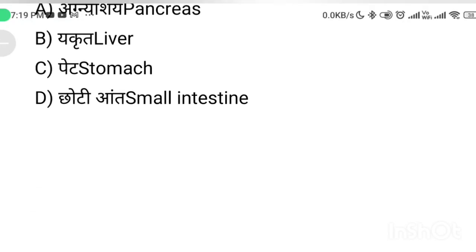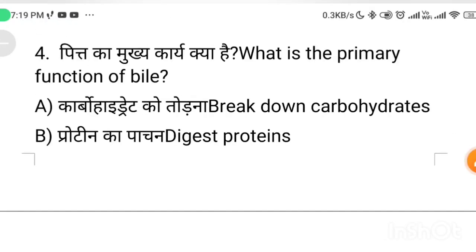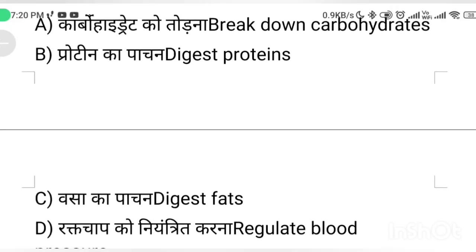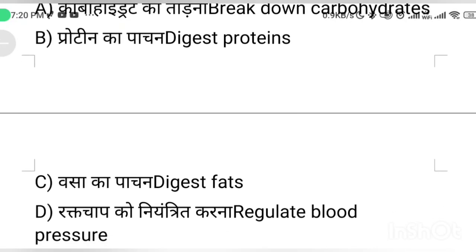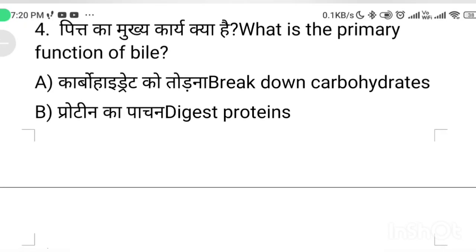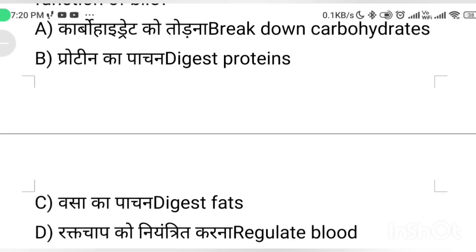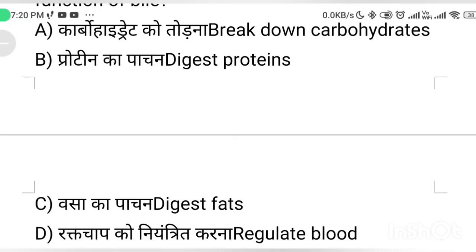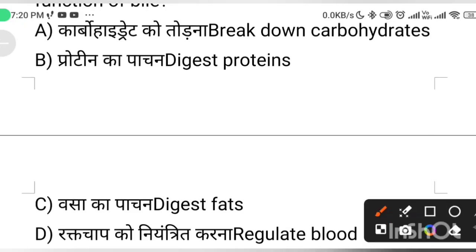Next question. What is the primary function of bile? Option A, break down carbohydrate. Option B, digest protein. Option C, digest fat. Option D, regulate blood pressure. Main function of the bile is to digest fat. Option C is correct. The primary function of bile is to help with the digestion and elimination of waste from the body. Digestion and waste elimination.